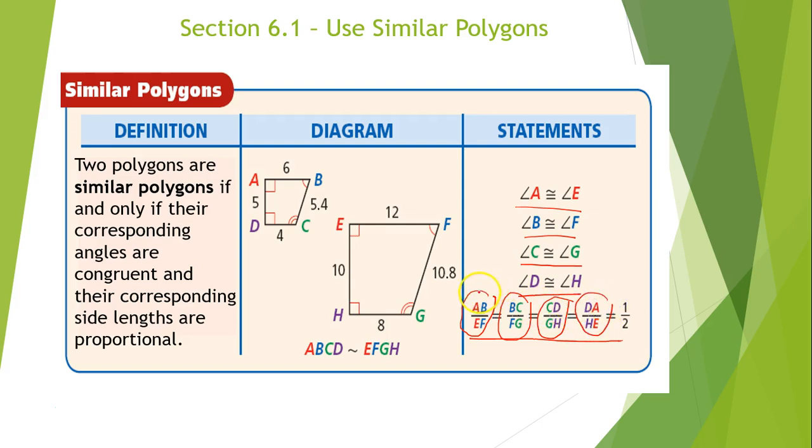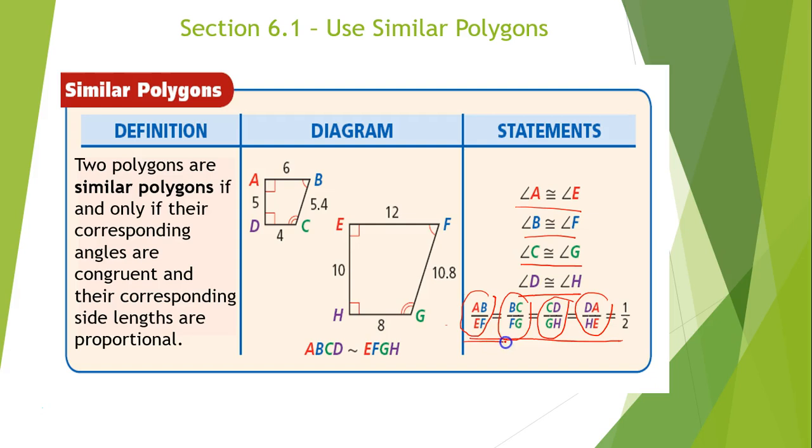All of these right here are the corresponding side lengths just put in a ratio like this, AB over EF, and all their corresponding sides. And if you calculate all of these, like 6 over 12, well, that's 1/2. And BC, 5.4 over 10.8, that is also 1/2. If you don't believe me, put it in your calculator. It'll show you that it's 0.5. And then 4 over 8, again that's 1/2, and then 5 over 10, that's 1/2.